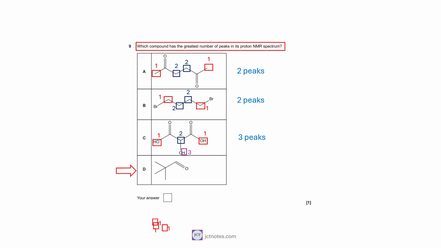The 3 methyl groups are equivalent due to symmetry and produce 1 peak. We have a carbonyl group producing another peak. We have a total of 2 peaks. We have that the greatest number of peaks in the proton NMR is option C. The answer is C.